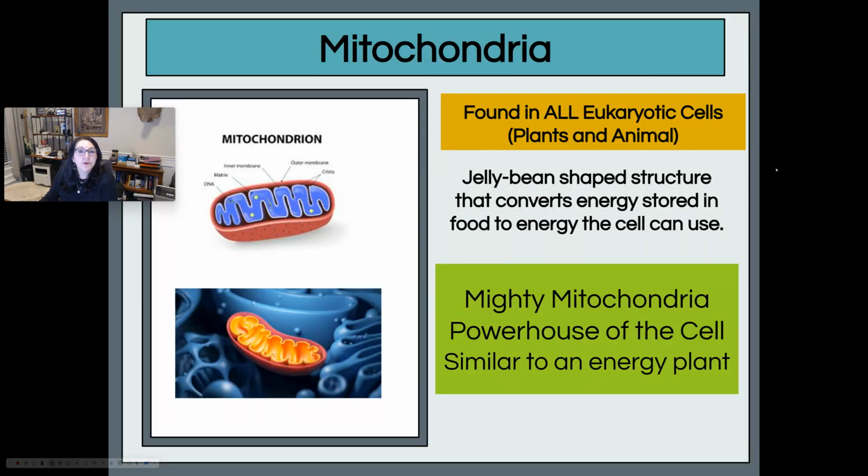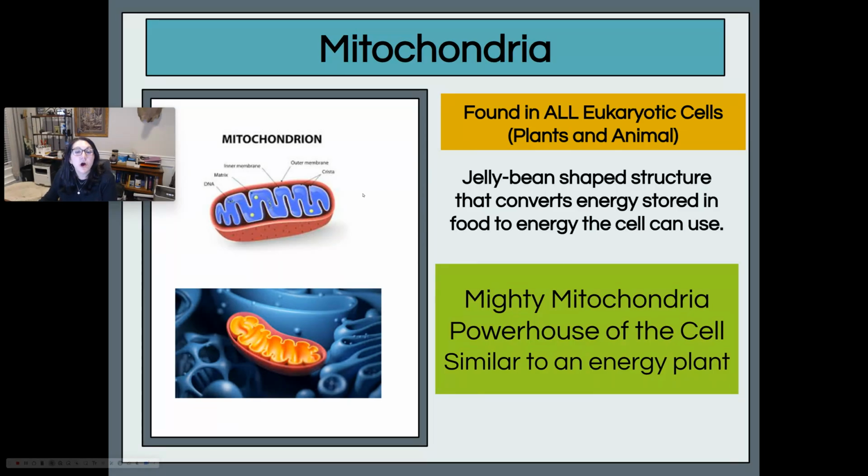Next, we have the mitochondria, which we've talked about before. This is what they call a jelly bean shaped structure. Now, it does kind of look shaped like a jelly bean, but in our picture, it does more look like a hot dog. I agree. But this is going to convert that energy stored in the food, glucose, to the energy a cell can use.